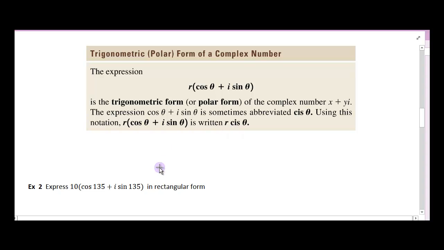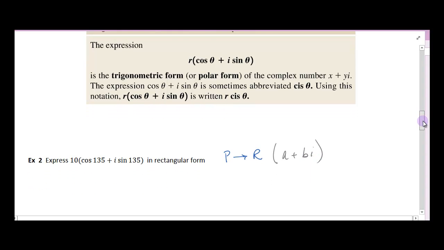And so what we're going to do in this first example is take something that is already written in polar form and convert it into rectangular form. Now what do I mean by that? So we're going from polar into rectangular form. If I take it out of this polar form and rewrite it in rectangular form, the complex number would look like a plus bi. So we're just going to see if we can simplify this.